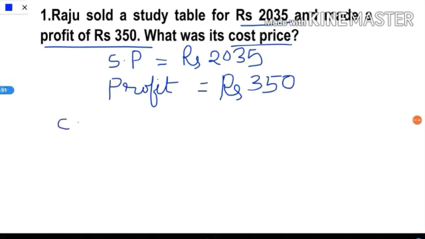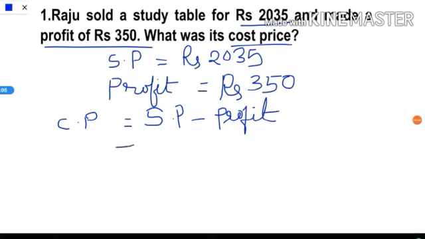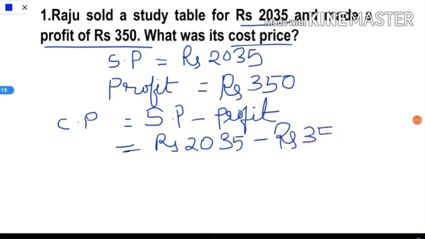Write the formula for cost price when selling price and profit are given. Cost price is equal to selling price minus profit. Substitute the values in the formula. 2035 rupees minus 350 rupees, which is equal to 1685 rupees.